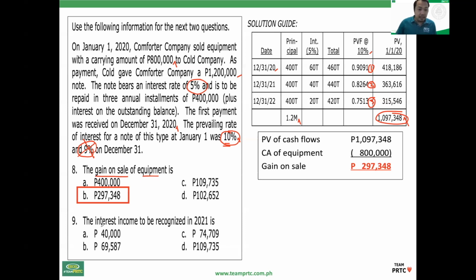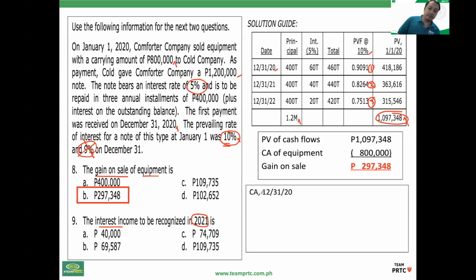Okay, number 9, interest income. Again, how do we compute it? Previous carrying amount times effective rate. But the question is 2021. If it were 2020, this would be the basis, simply times 10%. But because it's 2021, we need the carrying amount as of December 31, 2020. So first, let's get the carrying amount at 12/31/20, the basis of interest in 2021. Using our shortcut, as of December 31, 2020, this 460 has been collected already. So as of this date, only the cash flows of 440 and 420 remain. Get the present value. That's the carrying amount.